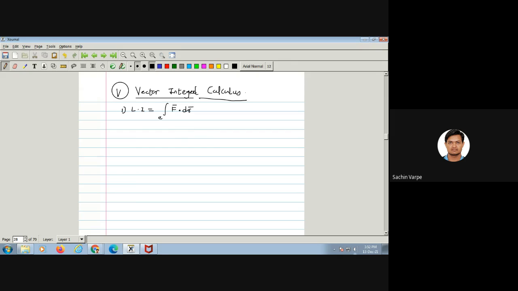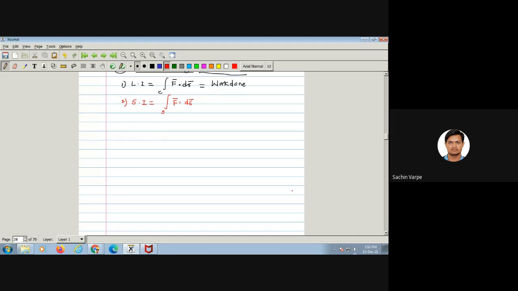Right, where the curve must be smooth, and we call that the work done. Then later we have seen the surface integral or double integration. Surface integral is the integration over the surface S of f bar dot ds bar, where ds bar is an area element and S is the surface used. This is a surface integration which gives surface area. Line integration gives the length of the curve.